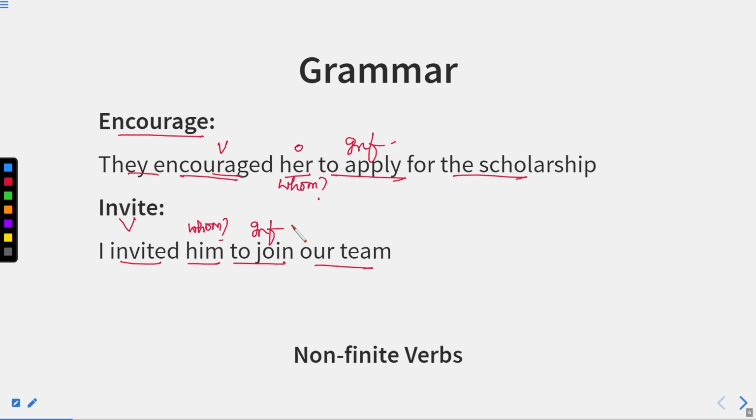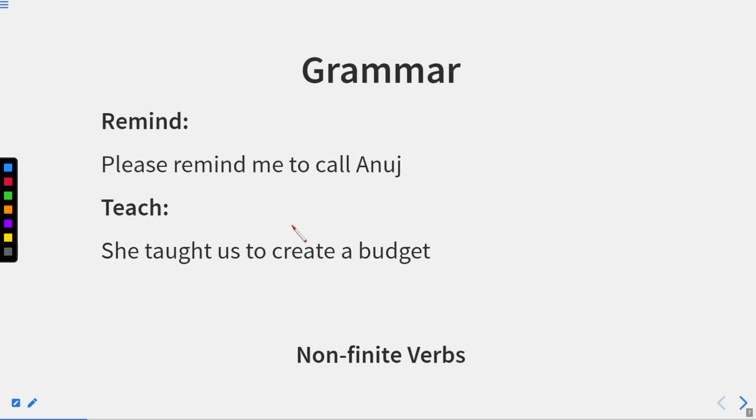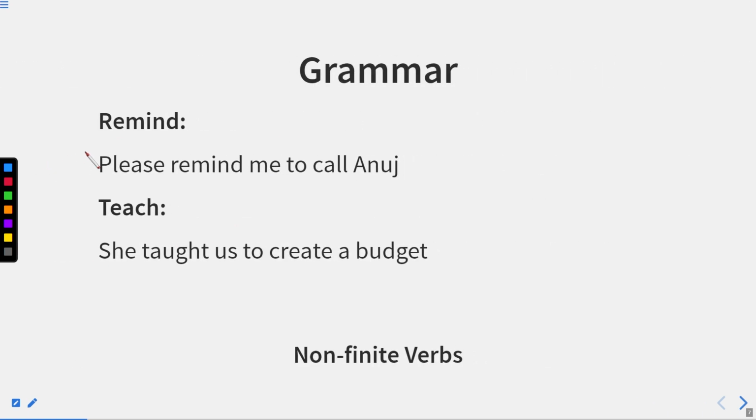So these are some verbs that are always followed by object and then by a to infinitive. Now let us move to the next one, that is remind. Please remind me to call Anuj. So to call is infinitive, me is object, remind is verb. Teach. She taught us, us as object, taught as verb.